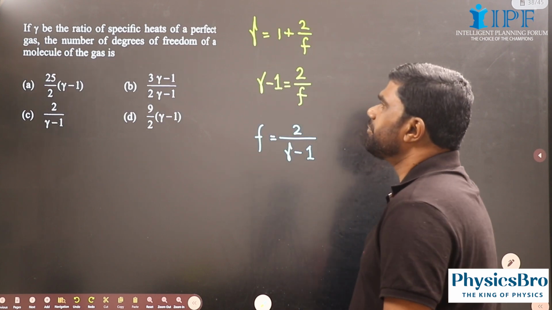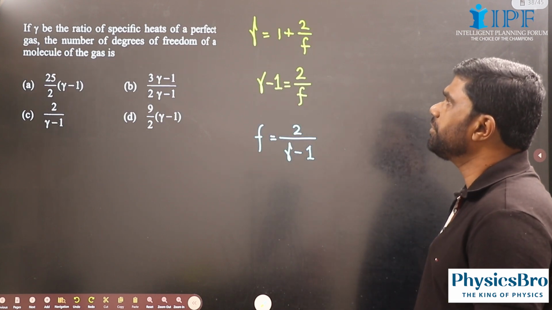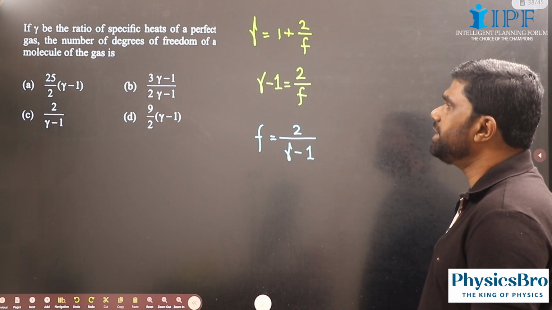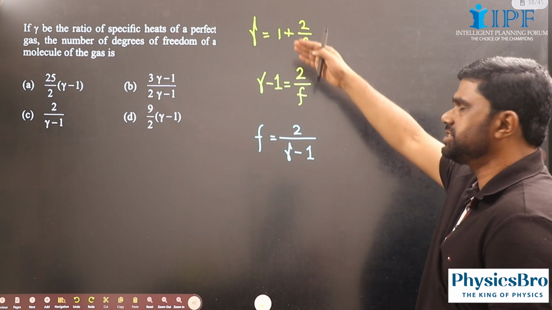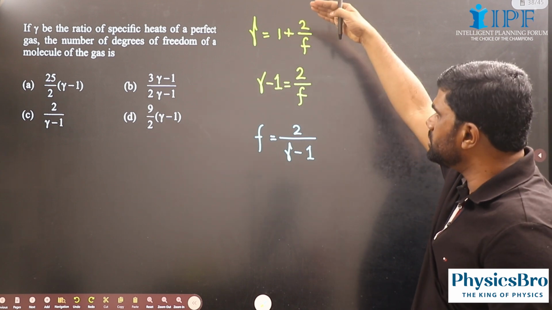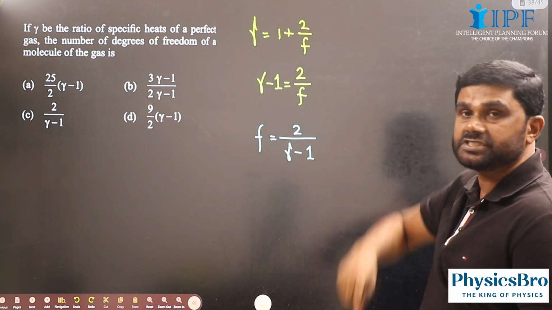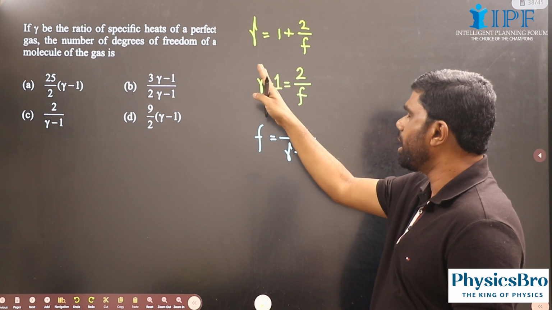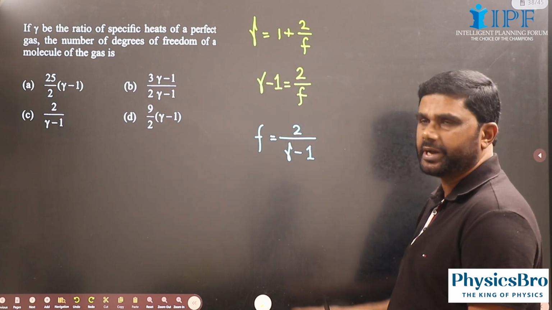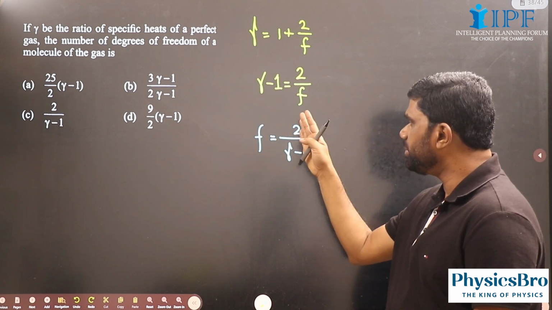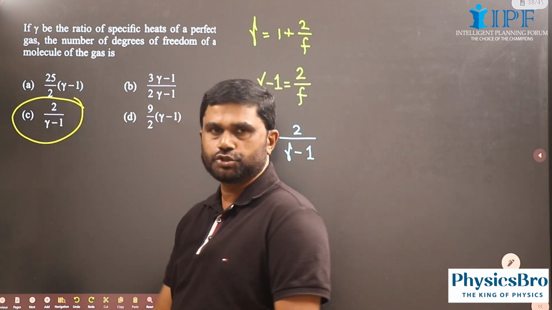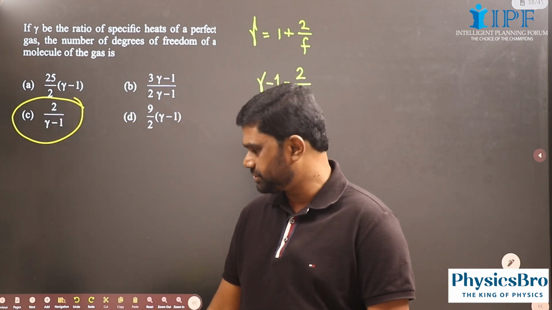If gamma be the ratio of specific heats for a perfect gas, the number of degrees of freedom of a molecule of the gas is. See, we have gamma equals 1 plus 2 by F, where F is the number of degrees of freedom. When this 1 is taken to the left, we will have gamma minus 1 equals 2 by F. And F will be 2 by gamma minus 1. That is the number of degrees of freedom, 2 divided by gamma minus 1.